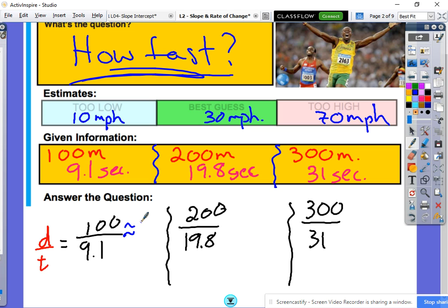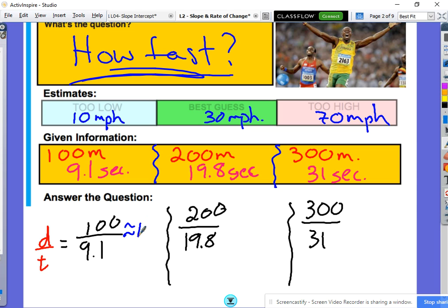The first is approximately 10.9 meters per second. This one right here, if we divide 200 by 19.8, is also around 10.1 meters per second. And then last but not least, if we divide 300 by 31, it's actually around 9.7 meters per second. Okay, so there you go.